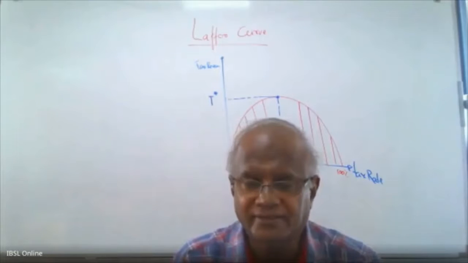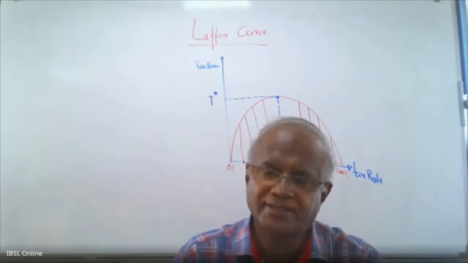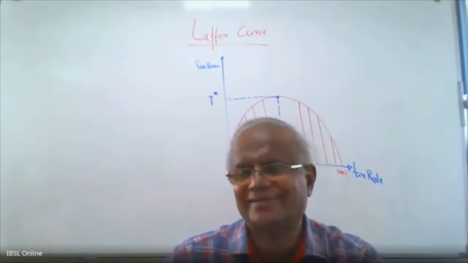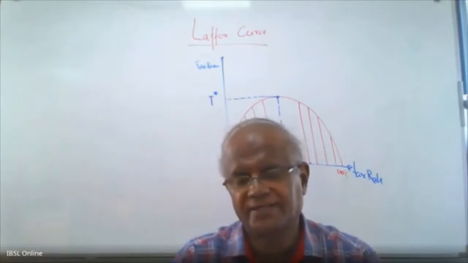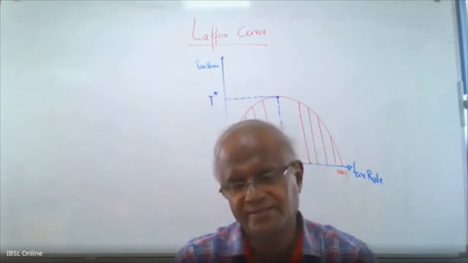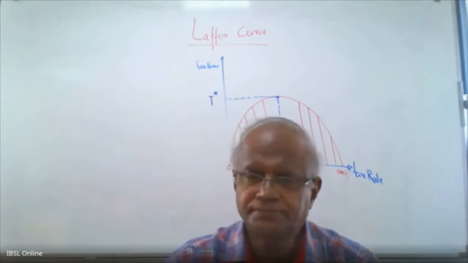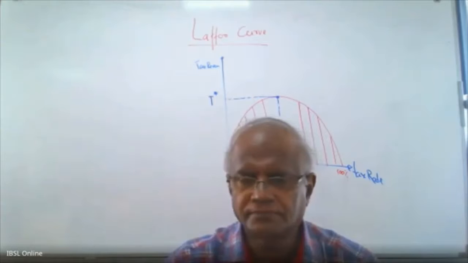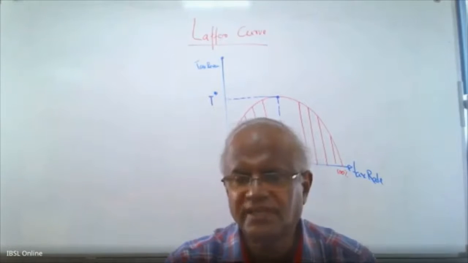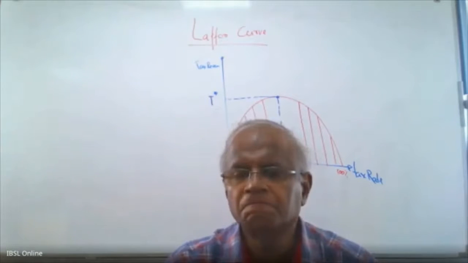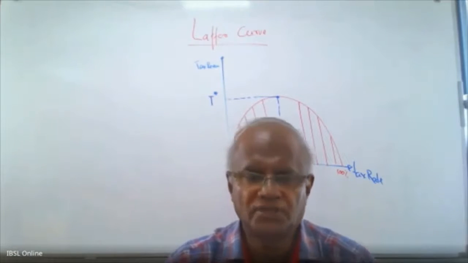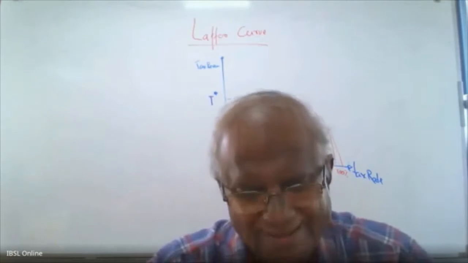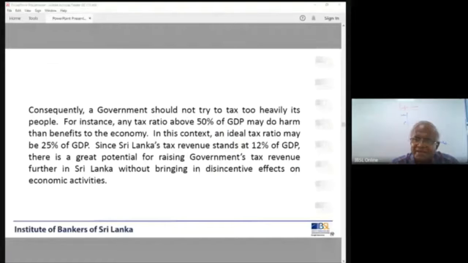the optimal tax rate. If you are to the right of the optimal tax rate, there is no point in increasing that rate. Government revenue will come down. If the current tax rate is to the left, then by increasing the tax rate, you can get higher revenue. This is the Laffer curve, right? Okay.